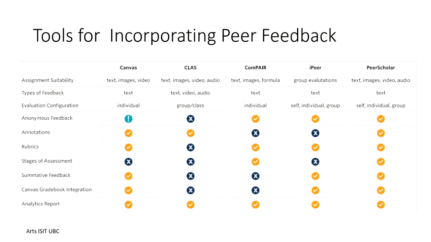So although, as we said, we used CLAS, and although I'm not going to get into all the different tools that are available to you, we wanted you to know that there are a variety of tools out there that can be helpful to incorporate feedback into your teaching. And so this is just a screenshot from ArtsIST, that talks about some of the tools: Canvas, Compare, iPeer, Peer Scholar. And if you're not part of arts, I know that a CTLT consultant could help you further to get information about what kind of tool might be useful for you in incorporating a peer feedback activity into your class.